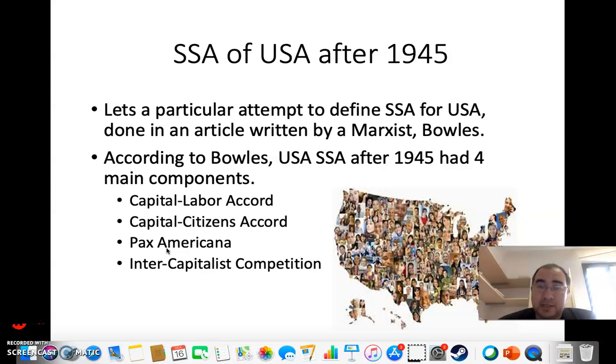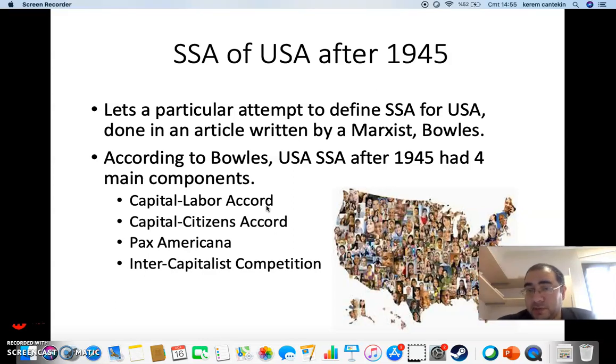What happened after the 1980s? A new form of SSA has been created. Unions' power has been increasingly decreased, and a new flexible labor market was created. Certain segments of society which were not organized were taken into the labor market, like women and immigrants, especially after a certain point.